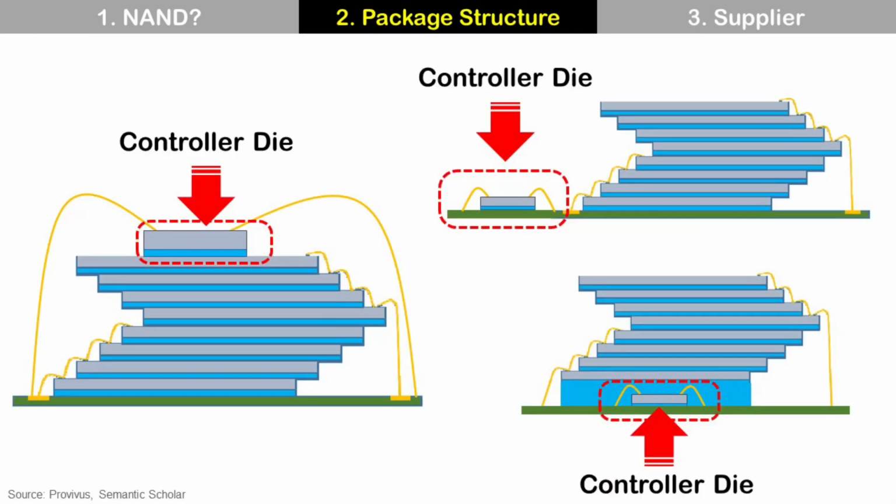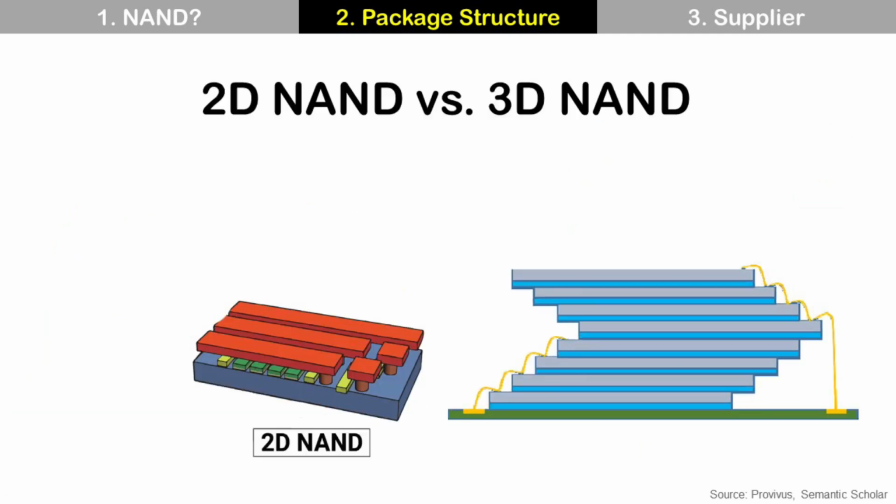The NAND package has a controller die and it can be located within the package or outside of the package. Usually for smartphones, the NAND package has a controller die inside the package and it uses wire bonding for interconnection. This controller die can be located at the top of the memory dies, at the side, or at the bottom. But for faster data processing, some NAND memory companies are thinking about a flip chip controller die for their future NAND products.